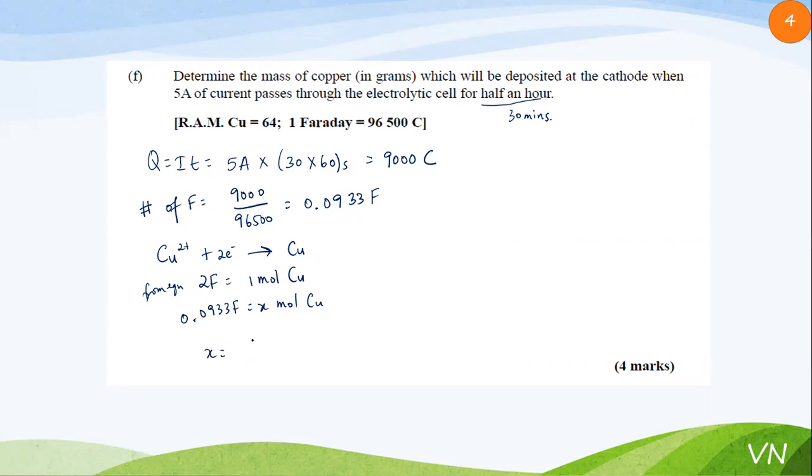So therefore x is equal to 0.0933 divided by 2, which is equal to 0.04665. And I'm going to keep the entire number, 0.04665. So from this here, we can see that 0.04665 moles of copper was deposited.